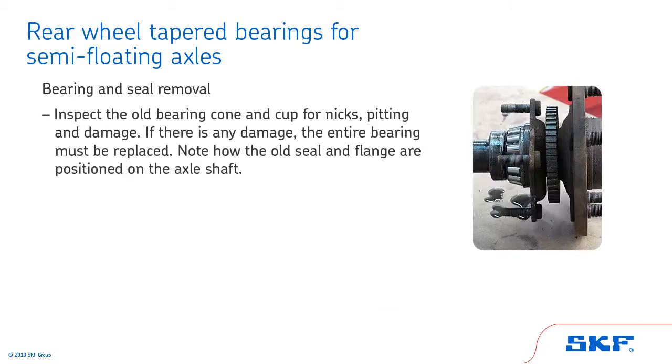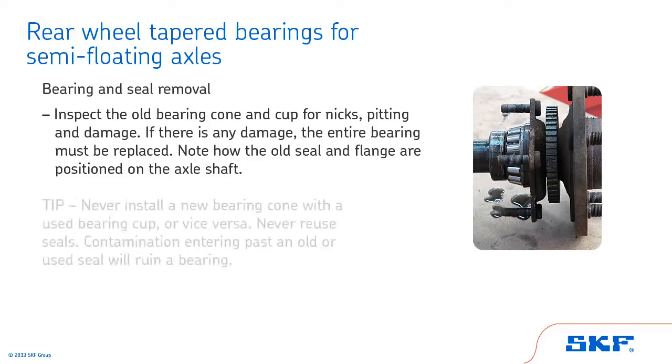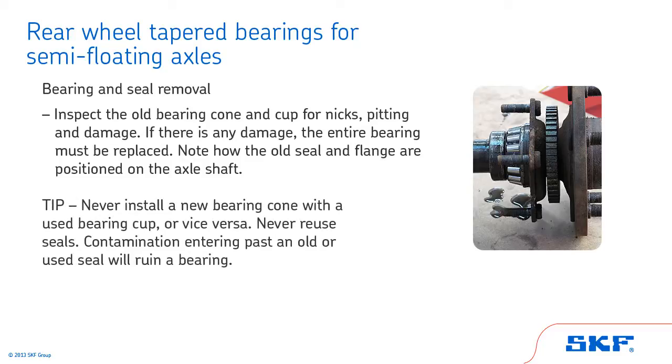Inspect the old bearing cone and cup for nicks, pitting, and damage. If there is any damage, the entire bearing must be replaced. Note how the old seal and flange are positioned on the axle shaft. Tip: never install a new bearing cone with a used bearing cup or vice versa. Never reuse seals. Contamination entering past an old or used seal will ruin a bearing.